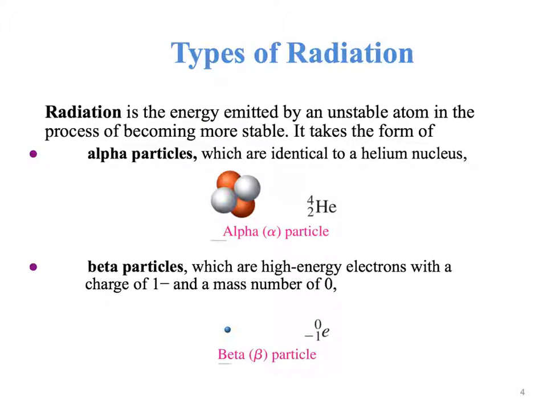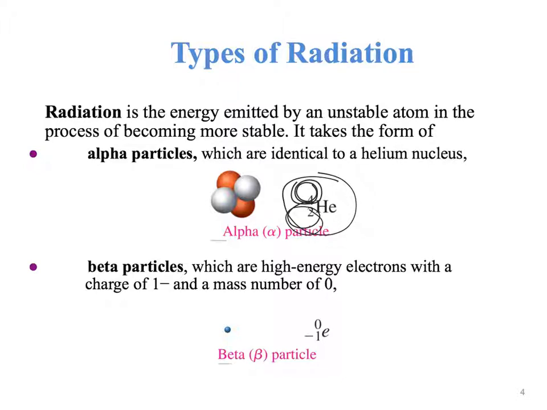There are different types of radiation. The definition of radiation is the energy that is emitted by an unstable atom in the process of becoming more stable. One type of radiation that we're going to discuss is the alpha particles. Alpha particles are identical to a helium nucleus, so helium with the mass is 4 and 2 protons in the nucleus.